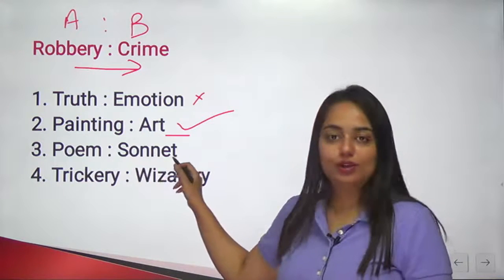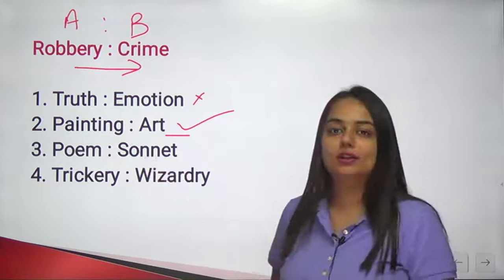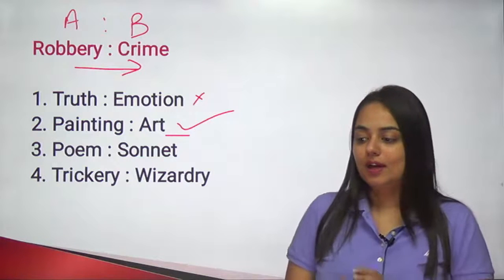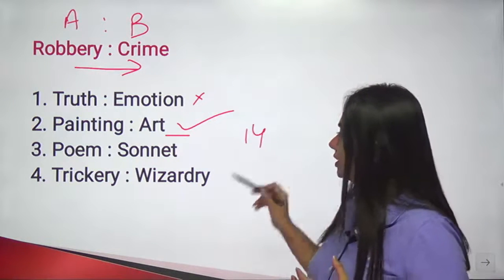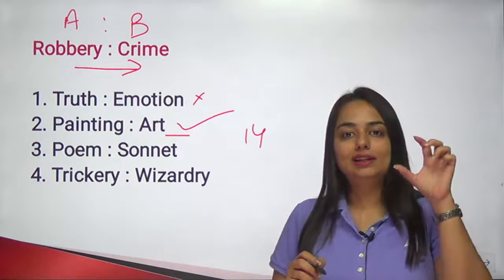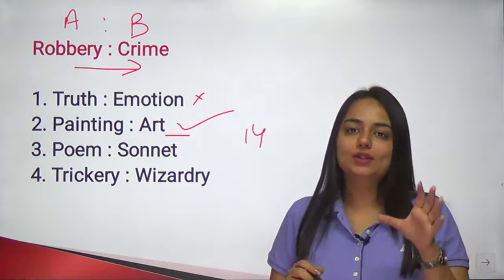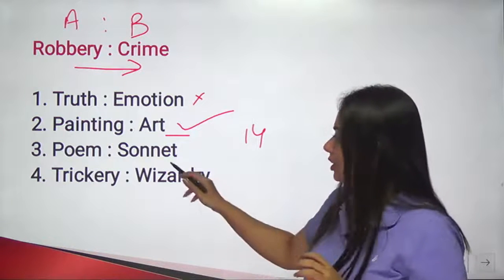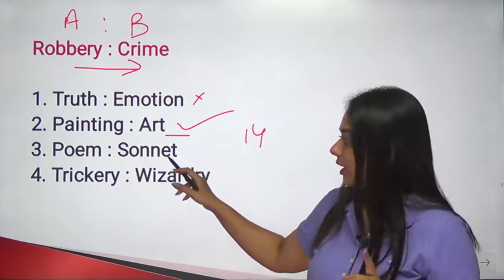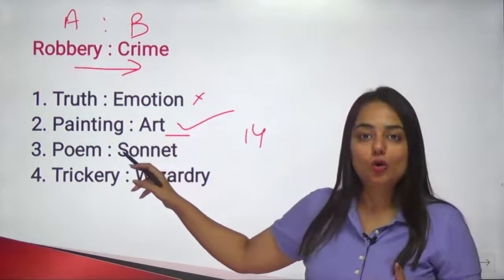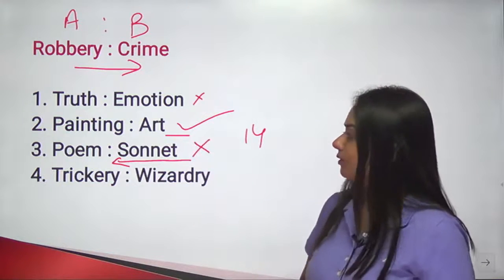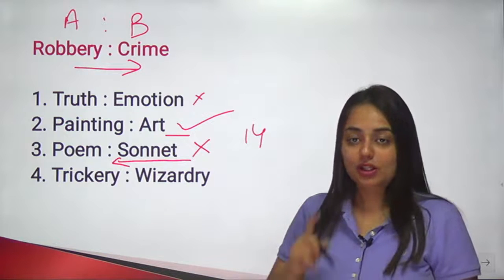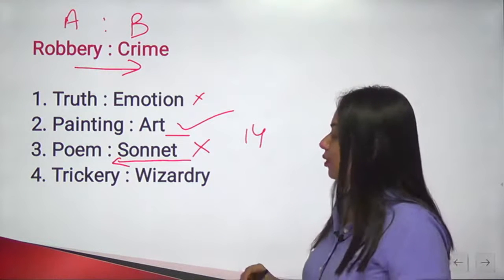If we move on to the next one, poem is to sonnet. Now what is a sonnet? A sonnet again is a type of poem which consists of 14 lines. So a 14-line lyric or a short poem is known as a sonnet. So here the relationship is again correct. That is, sonnet is a type of poem. But look at the order. The order is reversed, and that is the reason we are going to eliminate this option. This is the reason why order is so important.